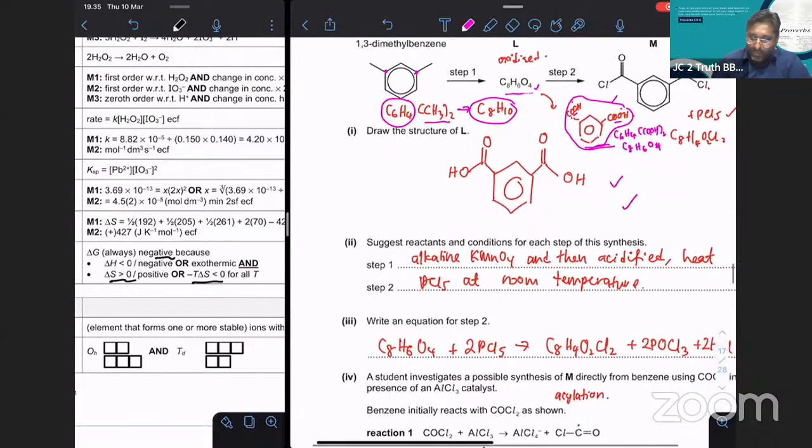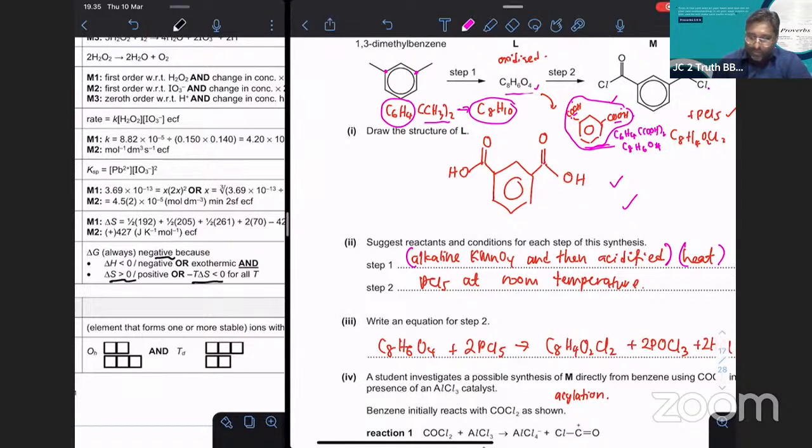Suggest reagents and conditions for each step of this synthesis. So the reagent is going to be for oxidation. You need to be careful. Okay, it's going to be slightly different than the common oxidation because they are going to use alkaline KMnO4. Yeah, then only they acidify, and then you need to provide heat. Okay, so in normal condition oxidation, we just use acidified KMnO4. Yeah, but this one, for methylbenzene, we need to use alkaline KMnO4 and then acidify.